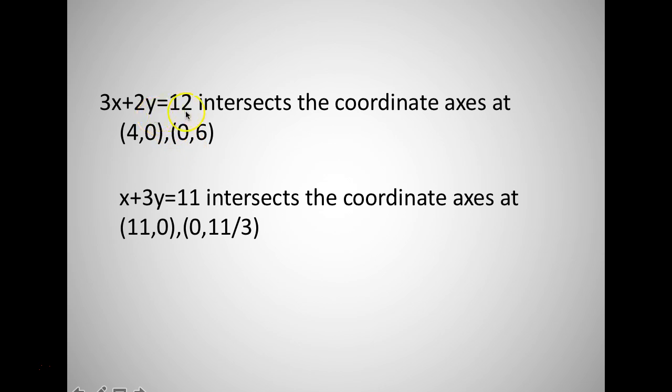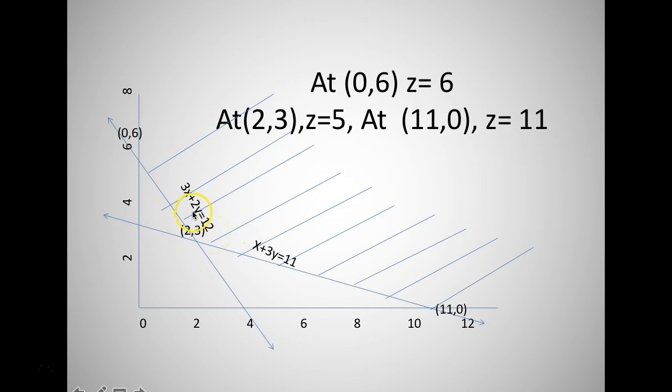If you put y as 0, x is 4. And if you put x as 0, y is 6. x plus 3y equal to 11 will intersect the coordinate axis at (11, 0) and (0, 11/3). So these would be the points. This is the line 3x plus 2y equal to 12 and this is the line x plus 3y equal to 11.